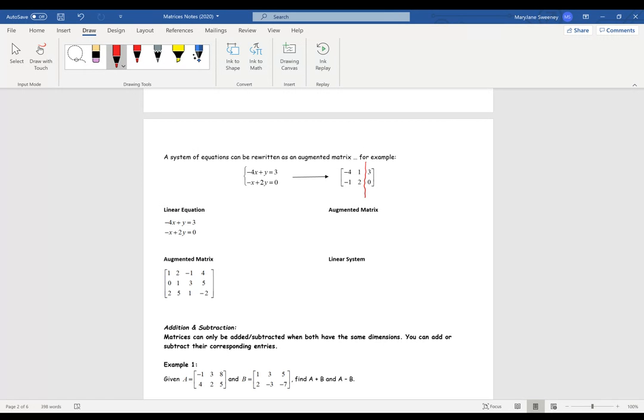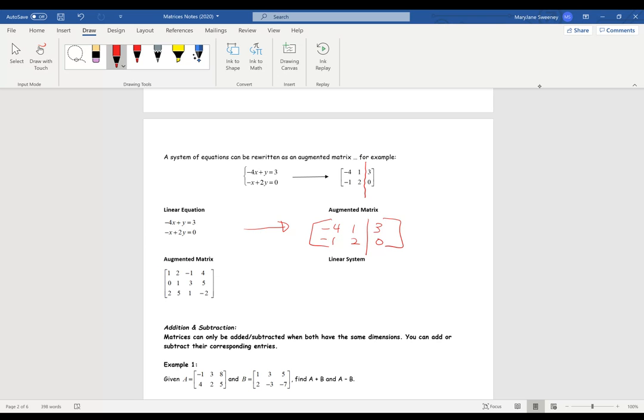A lot of times with matrices, they'll draw a line, like on SATs and ACTs. That'll let you know that what's on the right-hand side of the line is the other side of the equal sign. So if I wanted to write this as an augmented matrix, I would say negative 4, 1, 3, negative 1, 2, 0. Or you could draw a line that designates that the 3 and the 0 are on the other side of the equal sign.